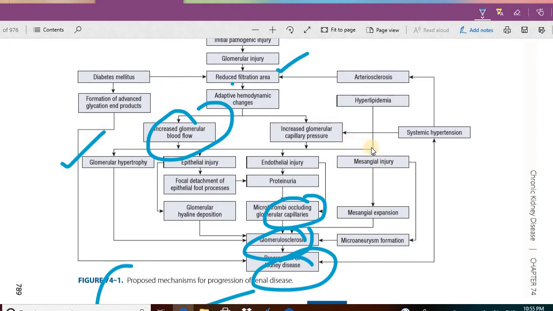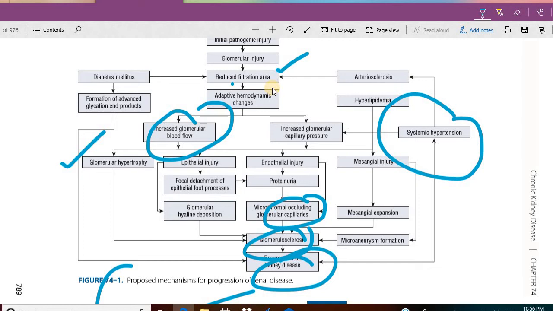And और क्या mesangial injury है, mesangial expansion है, microaneurysm formation है, systemic hypertension है. So you can see there are multiple reasons contributing towards the kidney damage. There may be an initial pathogenic, maybe some kind of disease which causes the glomerular injury. This glomerular injury causes the filtration to be altered. When the filtration is altered, then it increases the blood flow and the capillary pressure, which causes the endothelial injury, which causes the proteinuria.